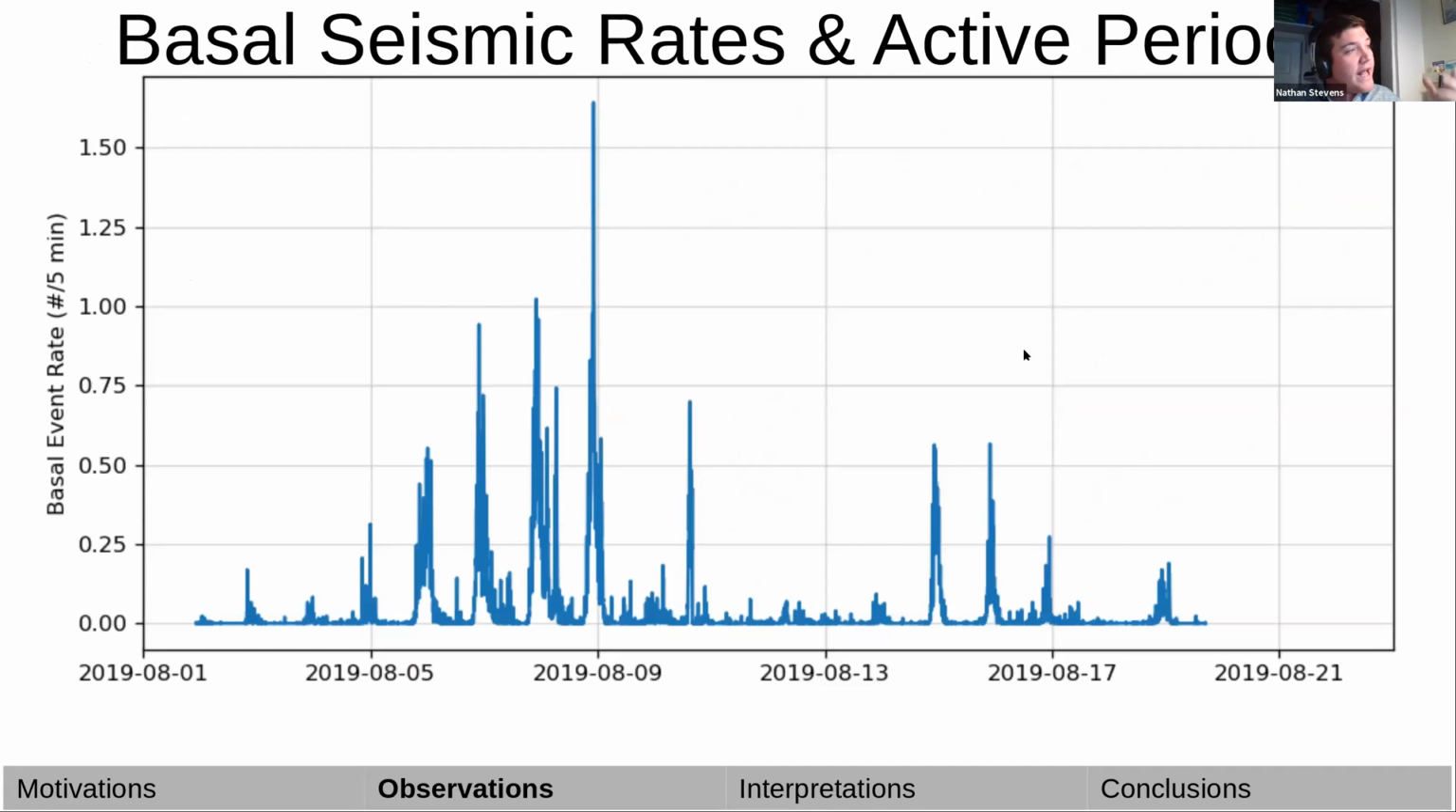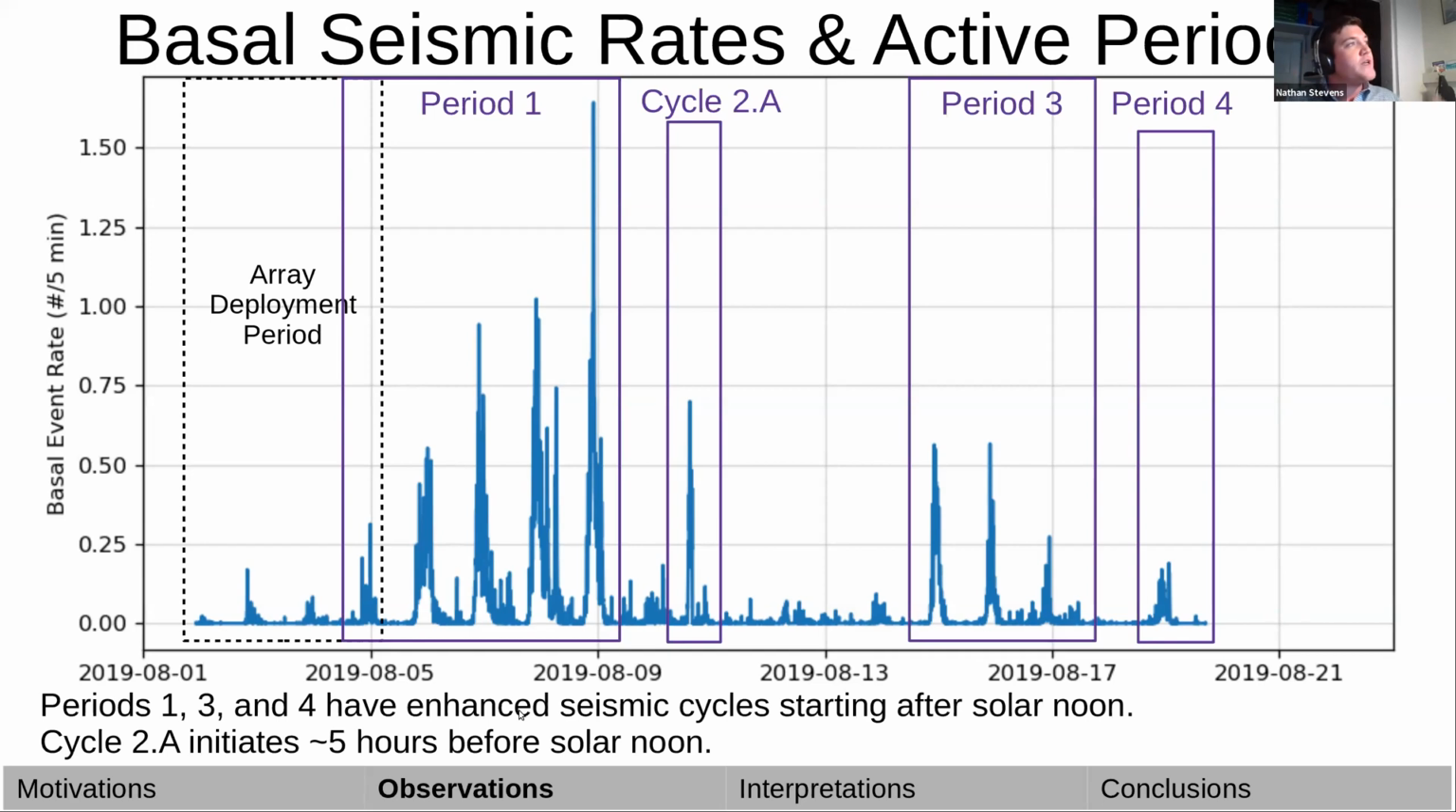And then in time, we have this time series of basal seismic rates. So we have number of events divided by 5 minutes for the vertical, with time progressing throughout our 18 days of recording. And we can see these beautiful diurnal cycles across different segments of the record, but they're vastly modulated in scale. And so we can go and interpret these. We can chunk them up into a few different periods: period 1, period 3, and period 4 potentially going on if we'd kept the instruments running. And they all have this feature that they start up shortly after solar noon.